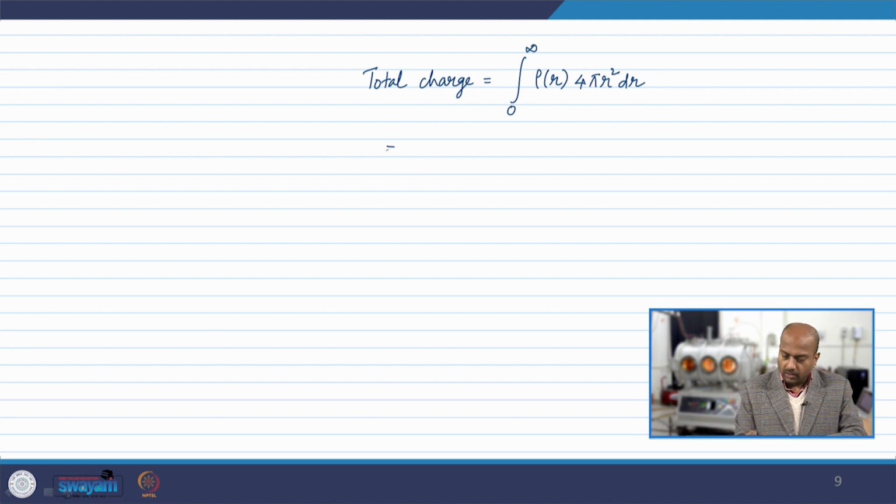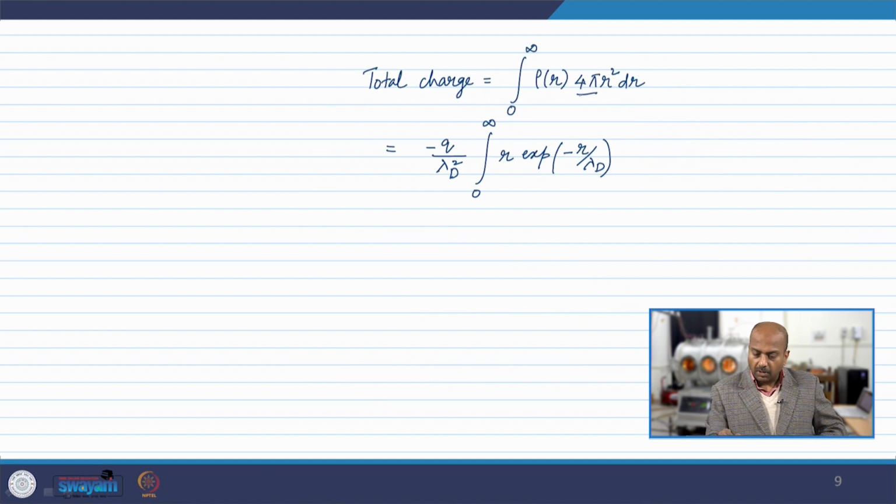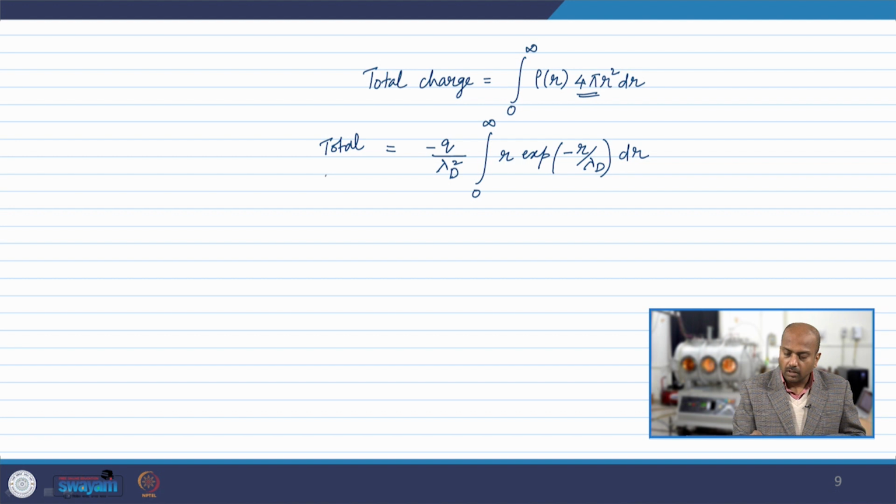Substituting what we know already, this is minus q by lambda_D square times the integral from 0 to infinity of r times exponential of minus r by lambda_D. The epsilon naught gets cancelled here itself, and the factor 4 pi cancels with the 4 pi that appears here, and effectively what will remain is this. This is the total charge that is available within the Debye sphere.